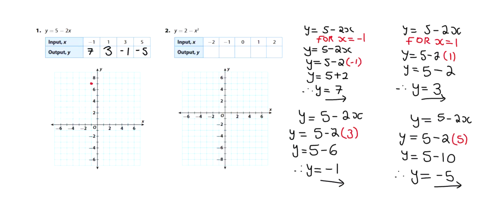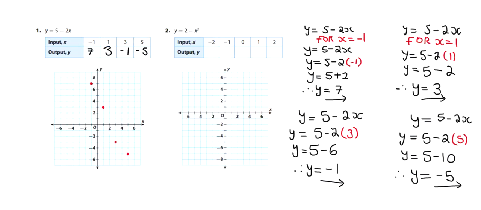And then you go where there is 1 and 3. Where 1 and 3 meet, I make another point. There you go. And then where 3 and negative 1 meet, I make another point. Can you see? And with positive 5 and negative 5 they meet, I make a point. So it will be somewhere right there.